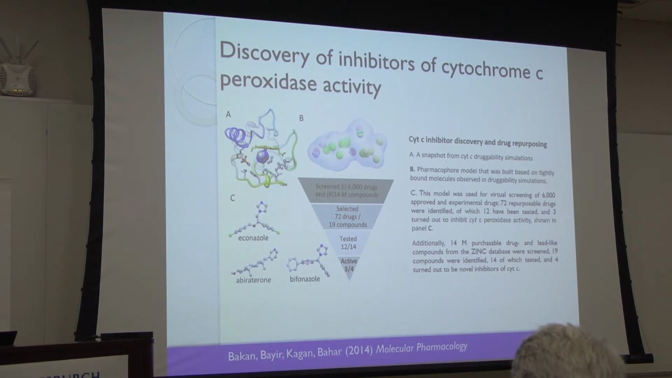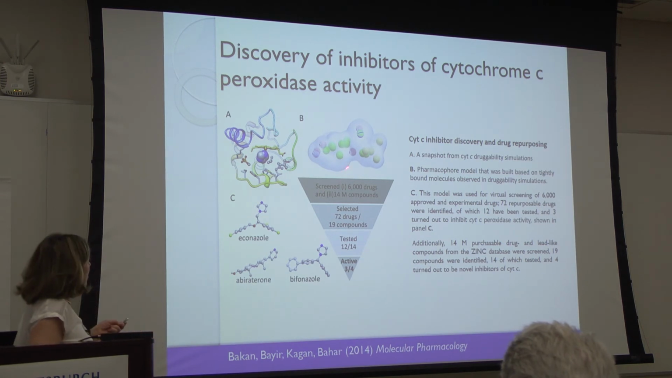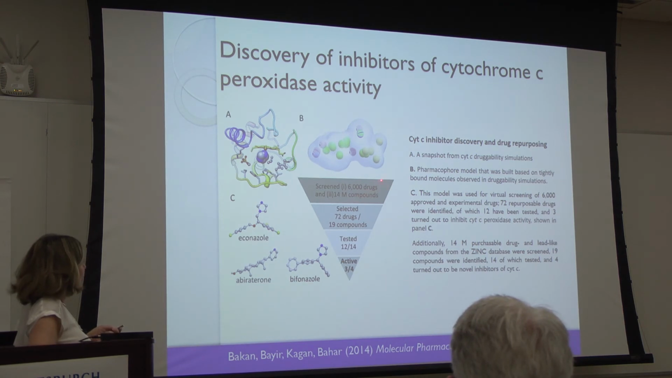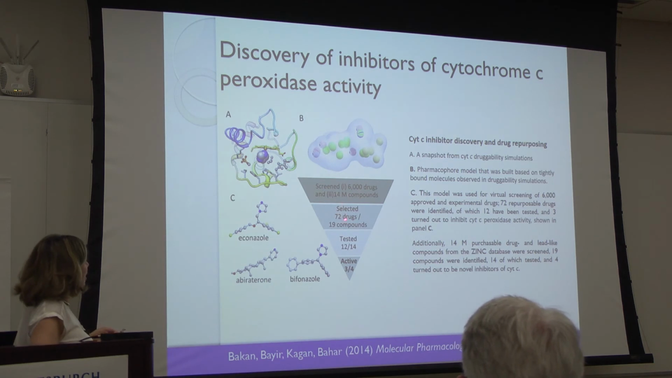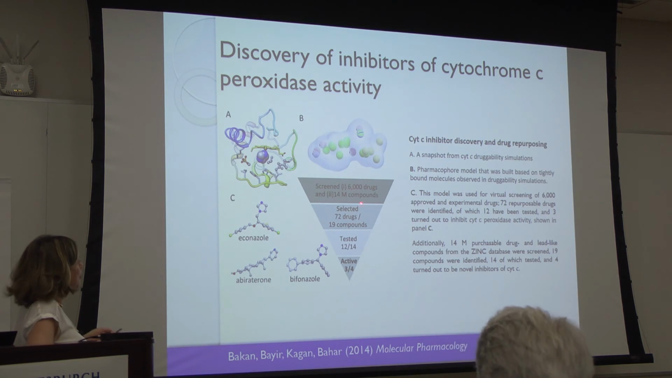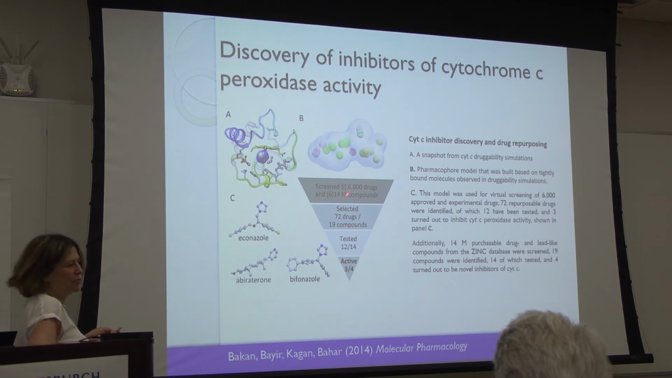So in that particular study, we were extremely proud because we screened against 6,000 FDA-approved drugs and 14 million compounds from the ZINC library, with our pharmacophore model based on these druggability simulations. And from the first set, we selected 72 drugs. And from the second, we selected 19 compounds. We like the first, the FDA-approved drugs, better.